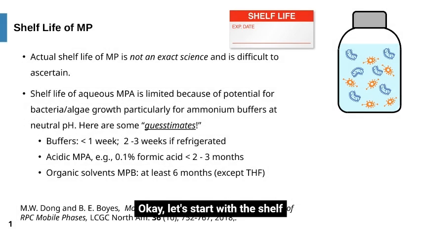Okay, let's start with the shelf life of mobile phases. Determining the exact shelf life of a mobile phase isn't an exact science and can be quite tricky. For aqueous mobile phases, the shelf life is limited because of the potential for bacteria or algae growth, especially with ammonium buffers at a neutral pH. So, these are just some general estimates.